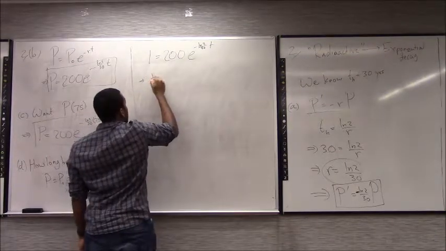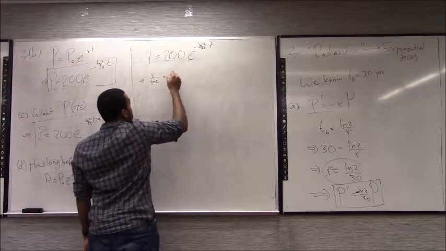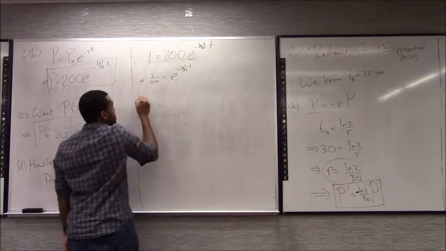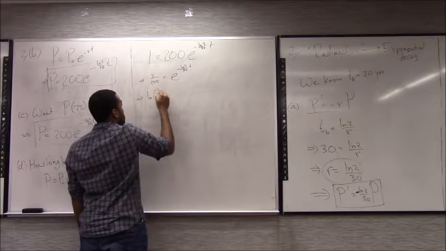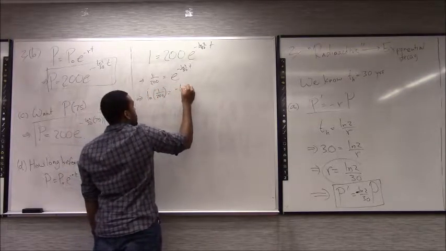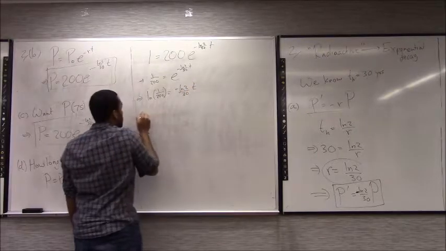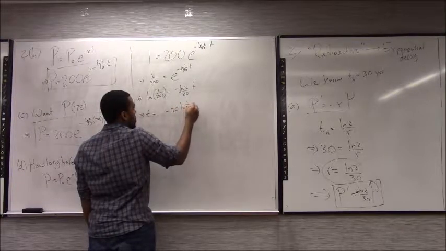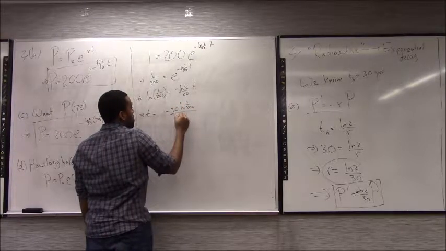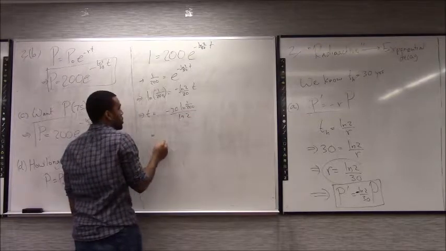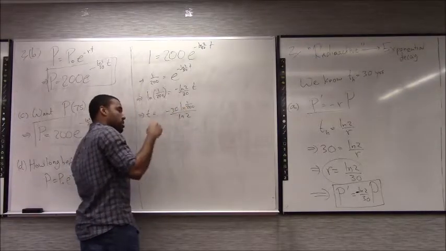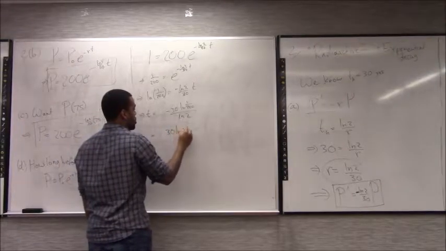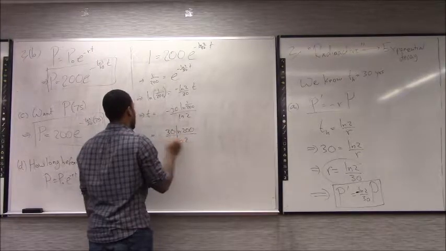This means that 1 over 200 is equal to e to the minus ln 2 over 30 times t. This means ln of 1 over 200 is equal to minus ln 2 over 30 times t. This means that our t is equal to minus 30 times ln of 1 over 200 over ln 2. Using a similar argument for ln of 1/2, this just becomes positive ln of 200 over ln of 2.